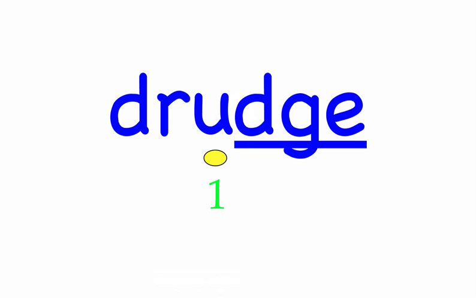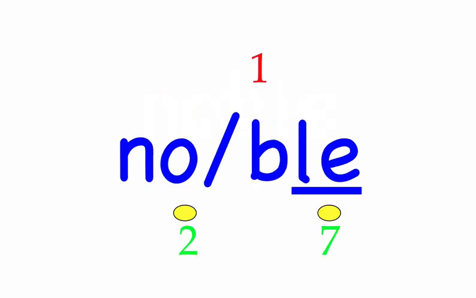Noble. Your intent is noble. Noble. No, 2 sounds. N, O. Bull, 2 sounds. B, ul. Noble. Mark the word.